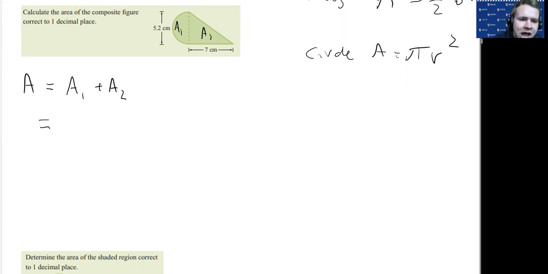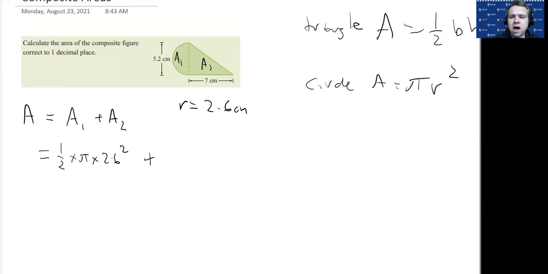Then for A1, I'm going to also write the radius, which is half of 5.2. So that's 2.6 centimeters. For A1, it's going to be half, because it's a semicircle, times pi times the radius, 2.6 squared. That's the area of area 1. And then we add area 2. The formula for a triangle is half base times height, so it's half times the base times the height, which is 5.2.